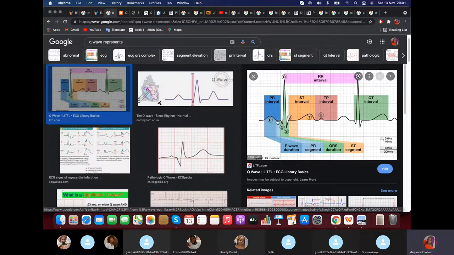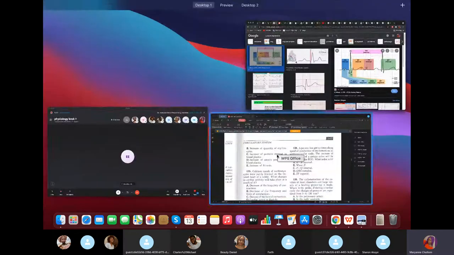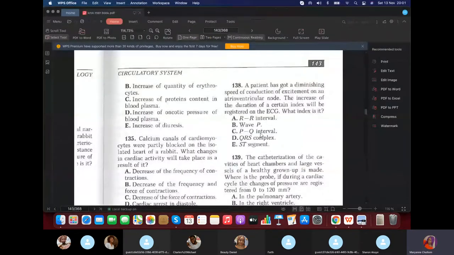So PQ. Do you get it? It's here. So if they didn't put PQ and they put PR interval, it will still be the same thing. Okay? That will still be your answer. PR, whatever. So you get it.